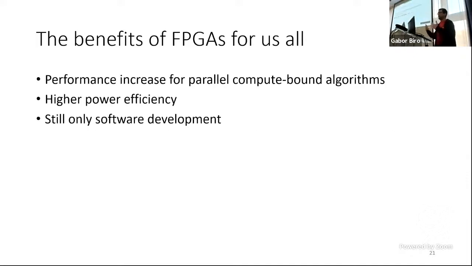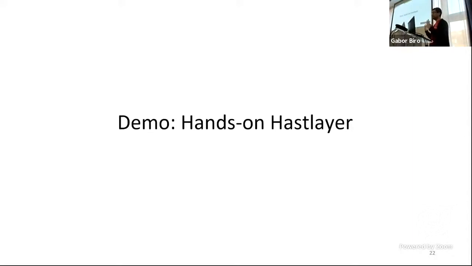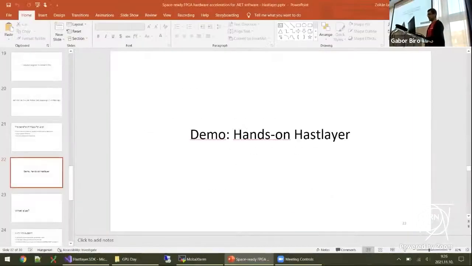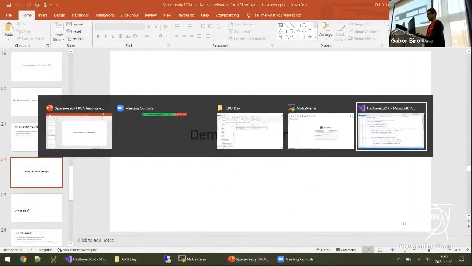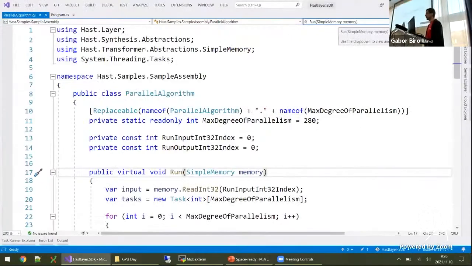So all in all, we want to have the computing benefits of FPGAs for all of us software developers. That means that if you have a highly parallelized application, then you will get a performance increase. Secondly, you get a power efficiency increase, so you can compute more stuff with less amount of power. And thirdly, it's still programming as usual. So all cool. Now let's see it in action. And I'm now switching over to Visual Studio to show you a bit of code.